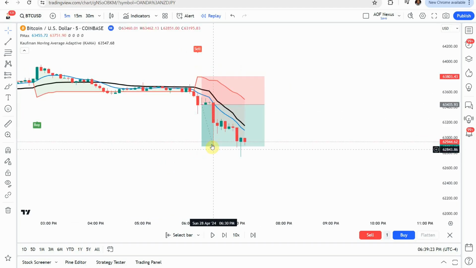And you see pretty quickly we make a spike to the downside right here. That would have gotten us to our take profit.